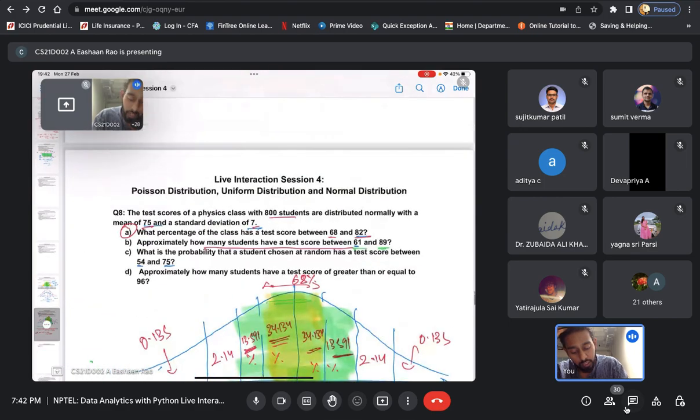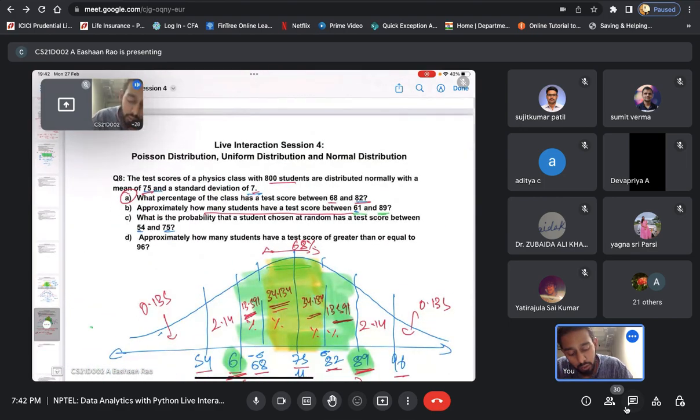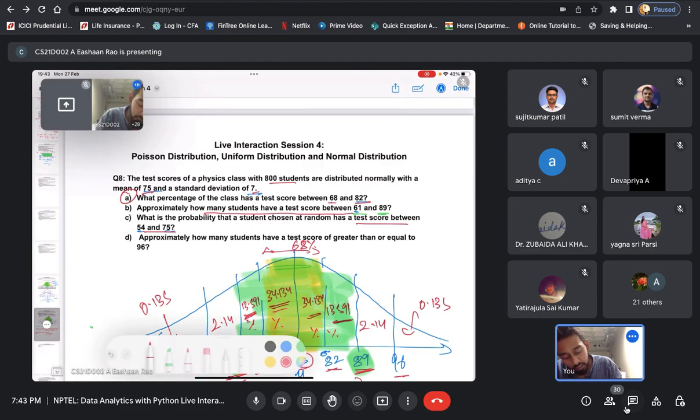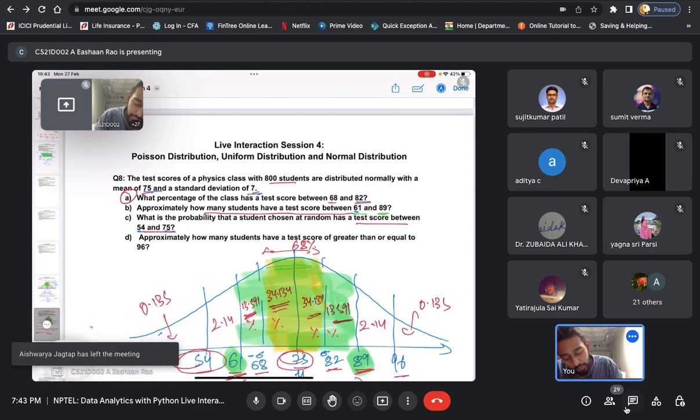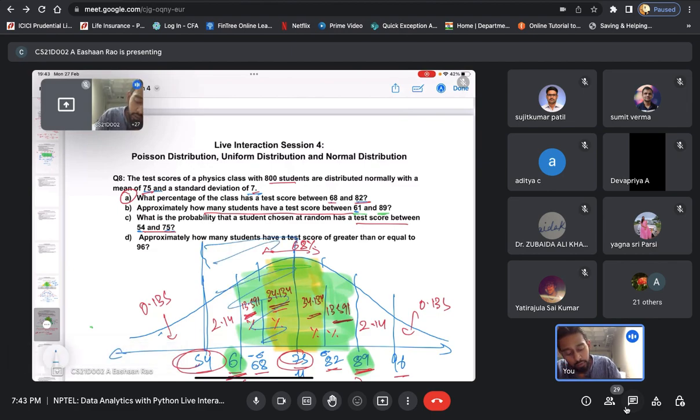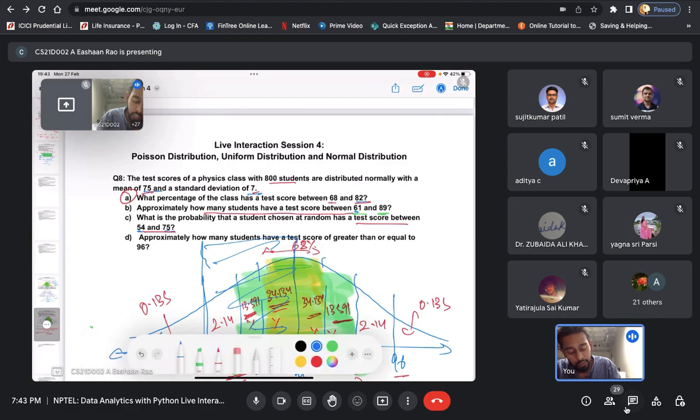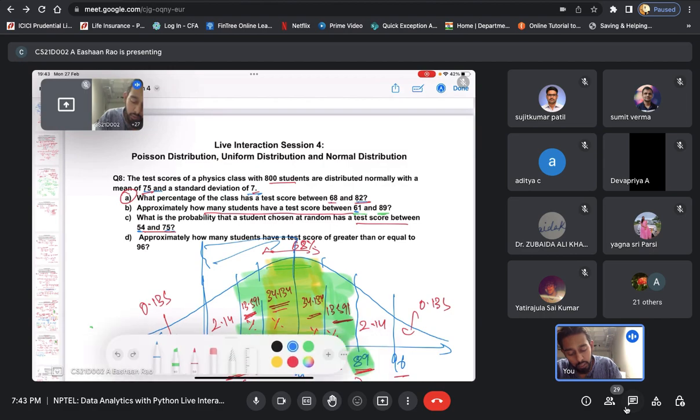Okay, another question is, what is the probability that a student chosen at random has a test score between 54 and 75? So that means it has expanded more. It is asking about the range from 54 to 75. Okay, so only this part. From 54 to 75, if a student is taken randomly, what is the probability that the score is between those values?